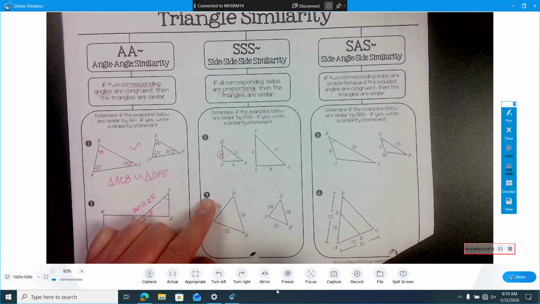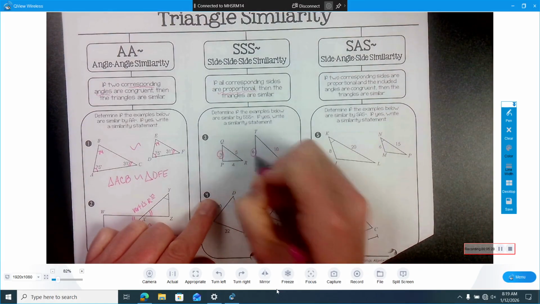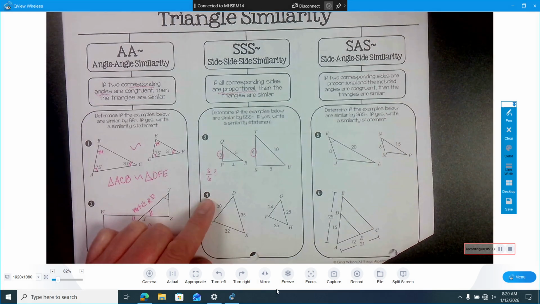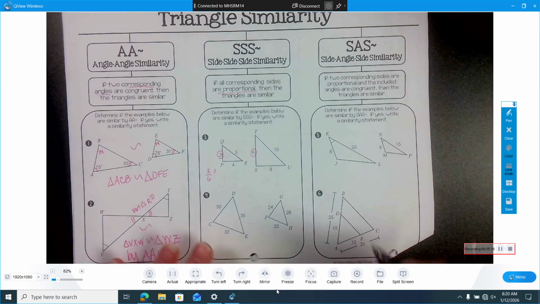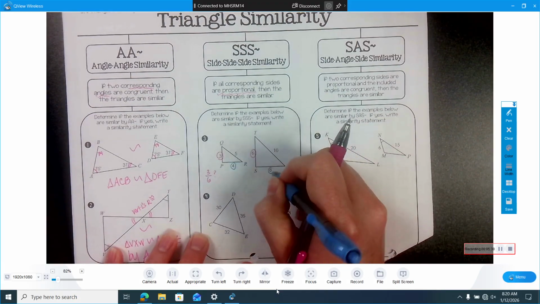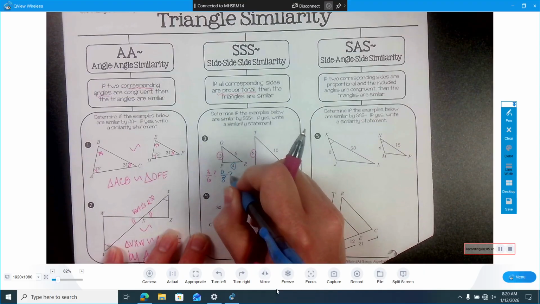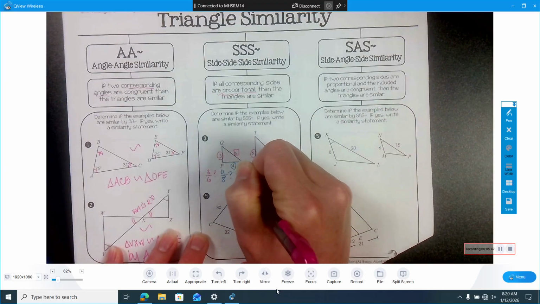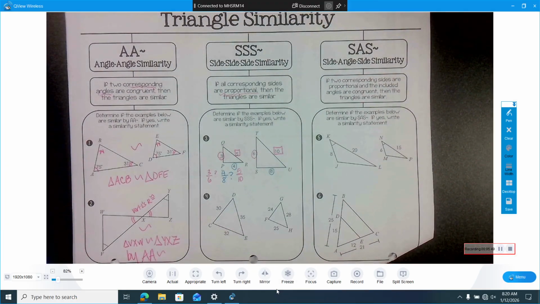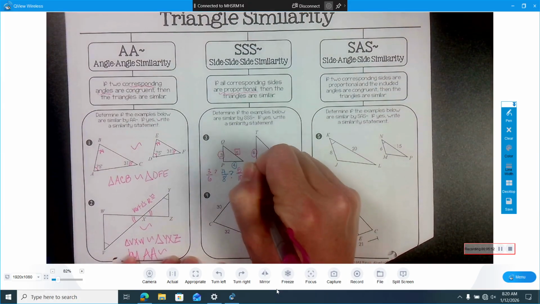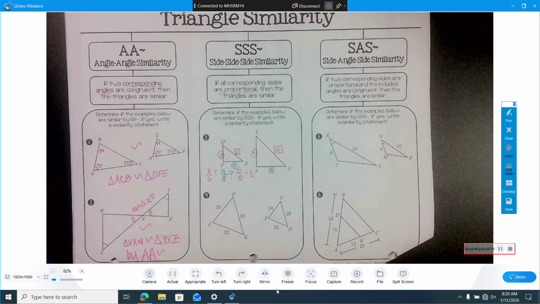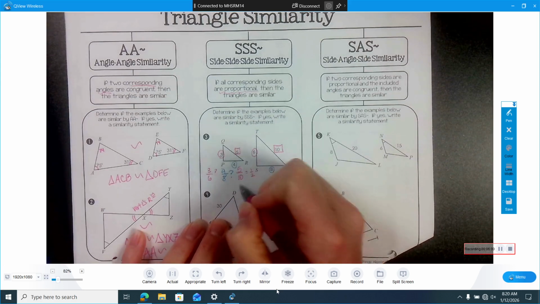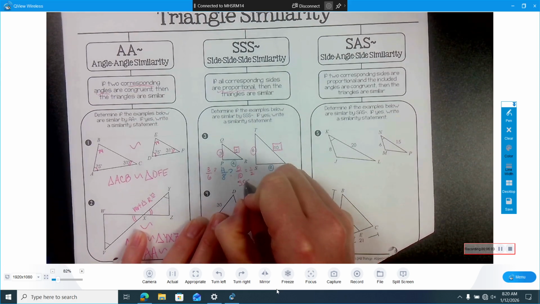3 would correspond to which side? 6. Yeah, so 3 over 6. And I want to know, is it the same as another pair of corresponding sides? 4 and 8, so that's 4 over 8, and I also heard 5 over 10. Are all those ratios the same? Yes, they all equal 1/2, don't they? So they are all in proportion, and then they are similar by side-side-side similarity.